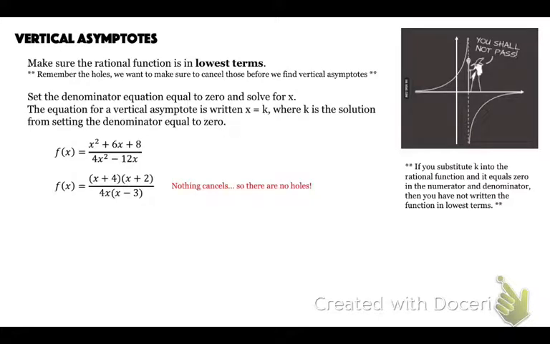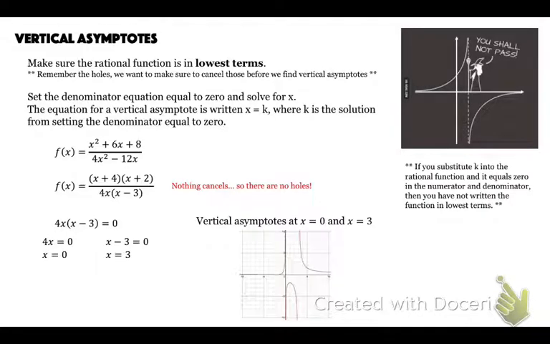So then to find the asymptotes, I'm going to set the denominator equal to 0. So I have 4x and x minus 3 equals 0. And you can split those up. So from the 4x equals 0, we have an asymptote at x equals 0. And then the x minus 3 equals 0, we have an asymptote at x equals 3. Okay, and so that means our vertical asymptotes are x equals 0 and x equals 3.